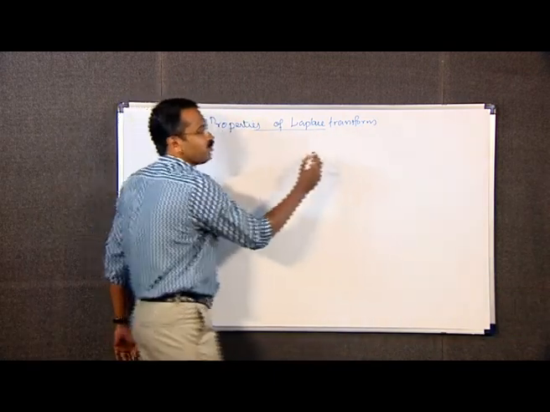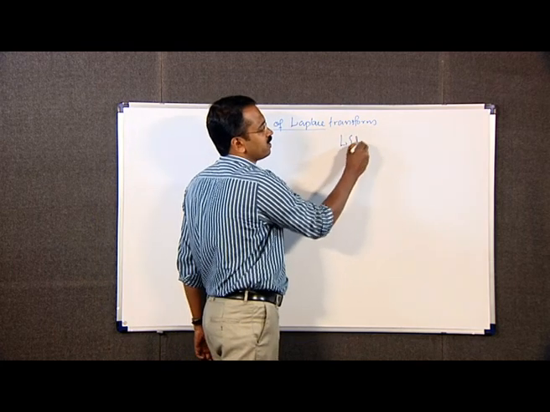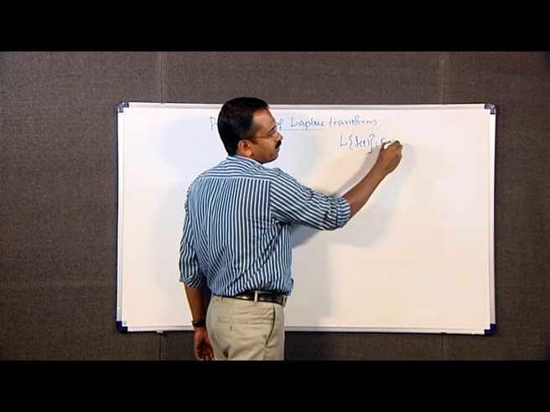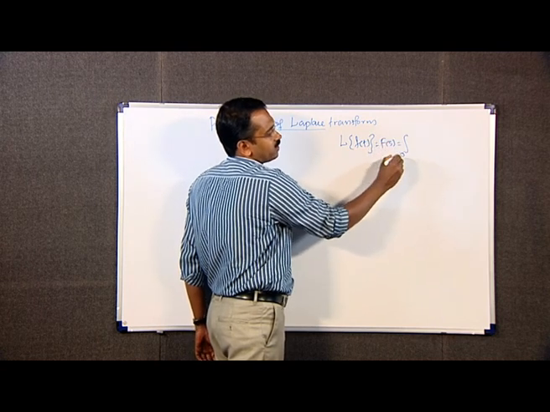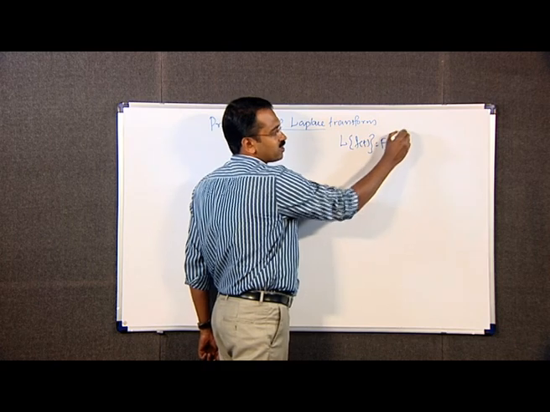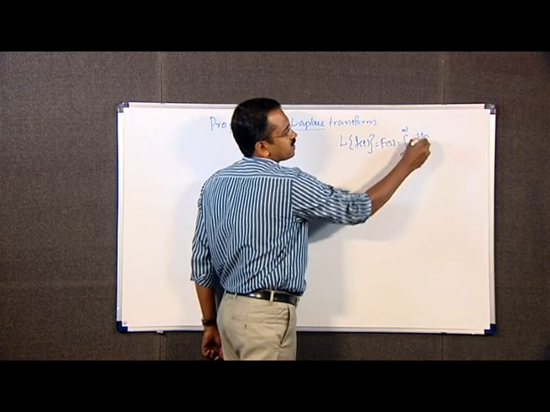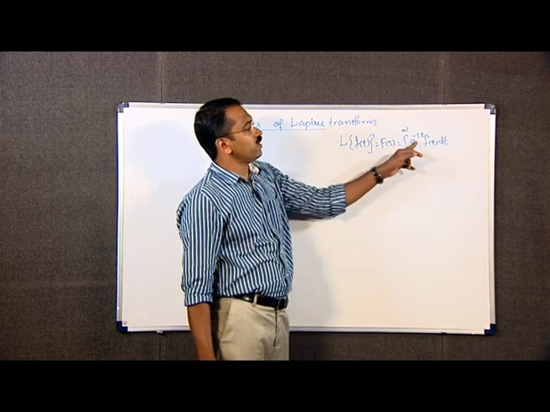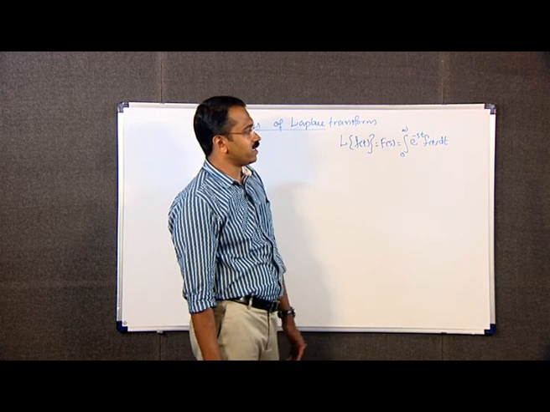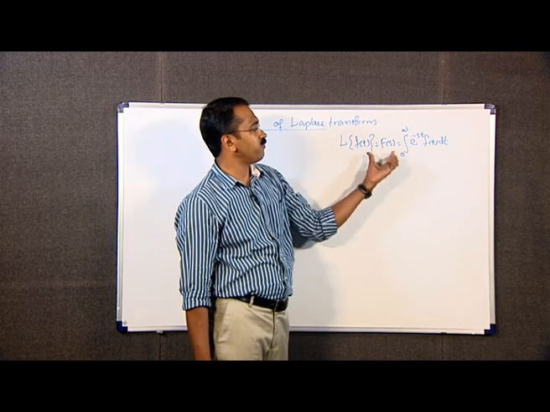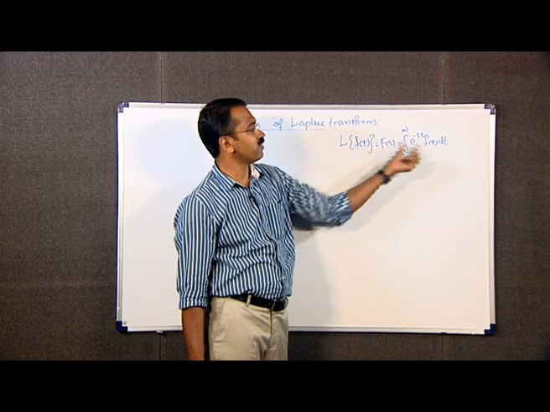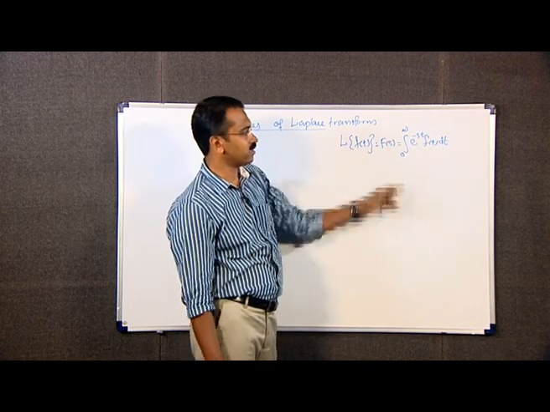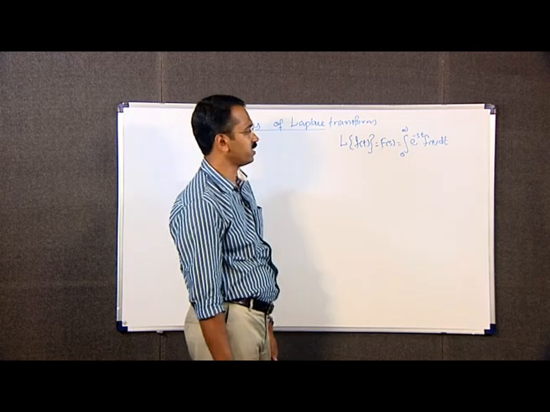The Laplace transform of a function f of t is defined as L of f of t, which is a function of s. The definition is the integral from 0 to infinity of e raised to minus st into f of t dt, where s is a complex variable parameter. That is, in order to find the Laplace transform of a function, we just multiply the function with e raised to minus st and then integrate between the limits 0 and infinity.